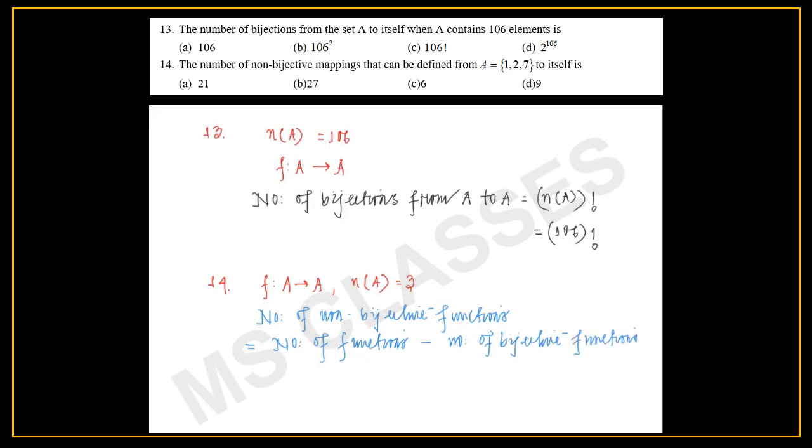Okay. Now we know the formula for the number of functions: number of elements in the codomain to the power of number of elements in the domain, which you have already derived also. So this will be 3 to the power of 3 minus the number of bijective functions on A. So it is n(A) factorial, so it is 3 factorial, which is basically 27 minus 6, and that is 21. So here we get the number of non-bijective functions, which are not bijective, is 21.